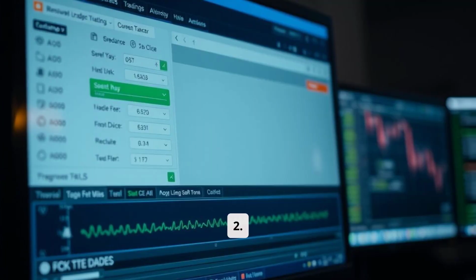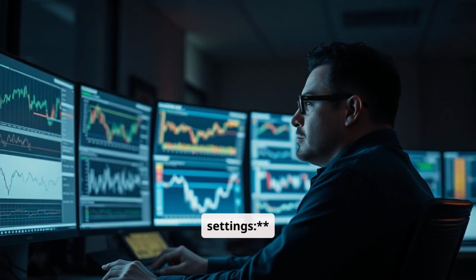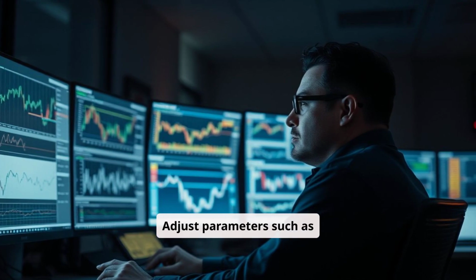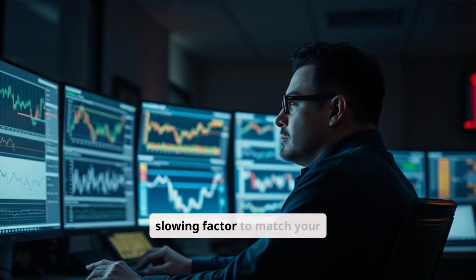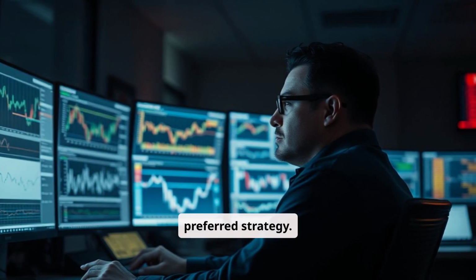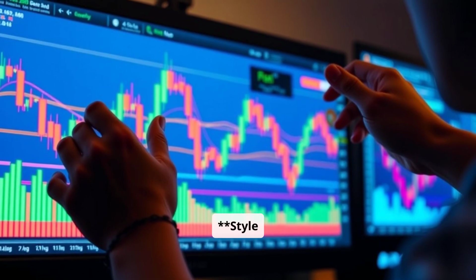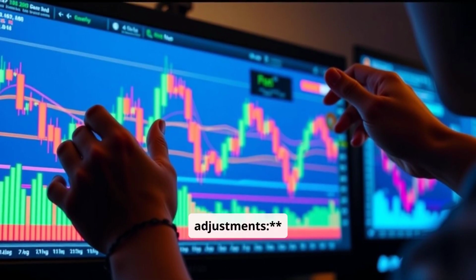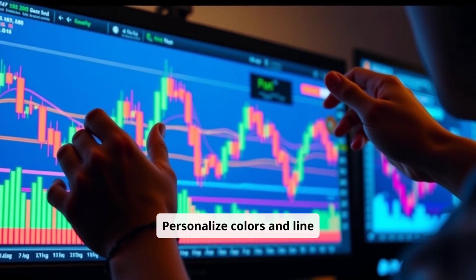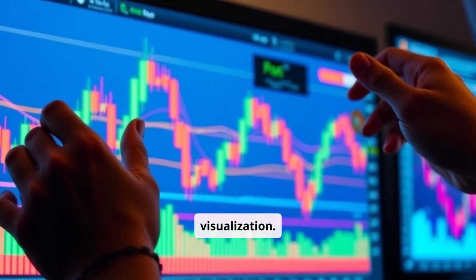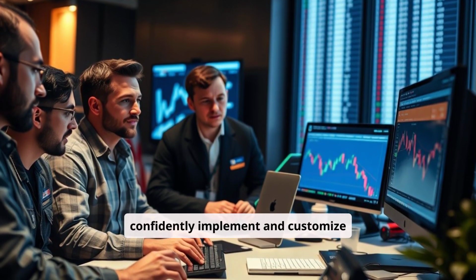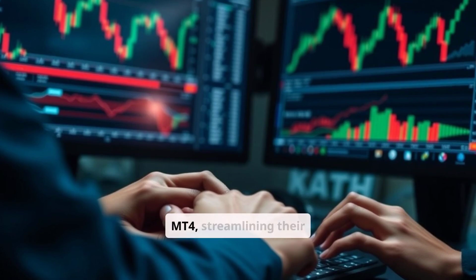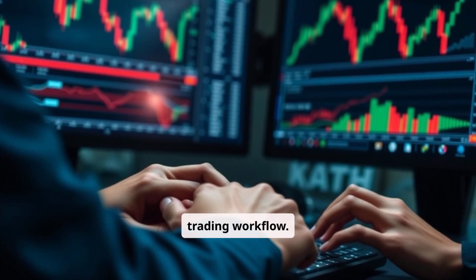2. Configure settings. Adjust parameters such as %K periods, %D periods, and slowing factor to match your preferred strategy. 3. Style adjustments. Personalize colors and line thickness for better visualization. Hands-on guidance empowers traders to confidently implement and customize stochastics in MT4, streamlining their trading workflow.